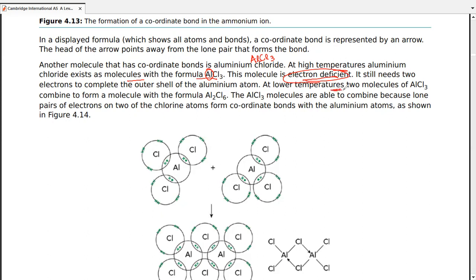At lower temperatures, two molecules of AlCl3 combine to form a molecule which has the formula Al2Cl6. Of course, two of them will combine, so there would be 2Al and 6Cl. These molecules combine because lone pairs of electrons on two of the chlorine atoms form coordinate bonds with aluminum atoms, as shown in the diagram.